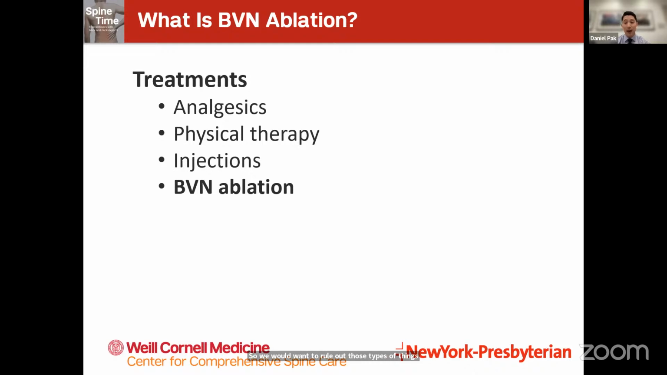In addition to, if you do have vertebrogenic pain, the criteria is 6 months of conservative therapy that hasn't really worked out. So all the things that you see on this slide here.